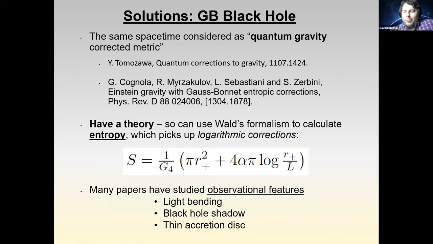So you now have a theory, which is a scalar-tensor theory of the Horndeski type. You can calculate, for example, the entropy of these solutions. And what you find out is that the entropy has logarithmic corrections. So it reminds you of quantum gravity, but of course here it's just a classical solution of our new scalar-tensor theory of gravity. People have devoted lots of time to observational features of this solution. They studied lensing, black hole shadows, thin accretion disks, and so on.